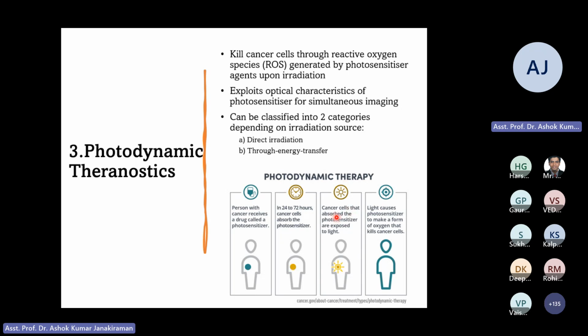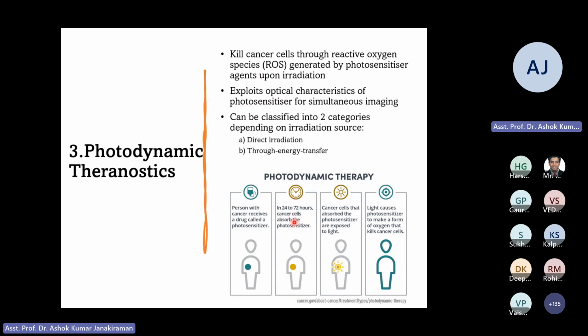Then in the third step, the cancer cells that absorbed the photosensitizer are exposed to the light. Then the light causes the photosensitizer to make a form of oxygen that kills the cancer cell. Just now I told you, if you have oxygen in the cells, it can be converted into ROS, reactive oxygen species.